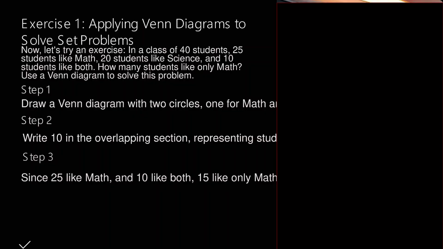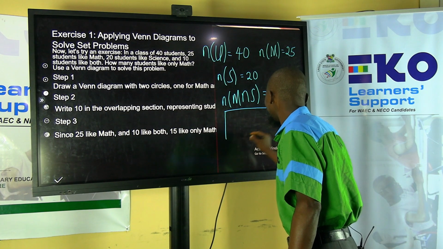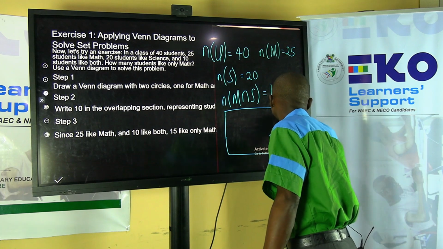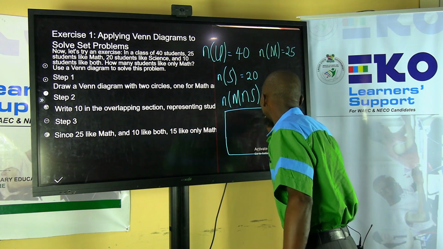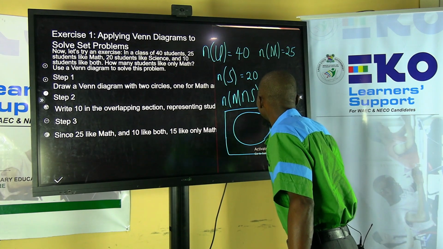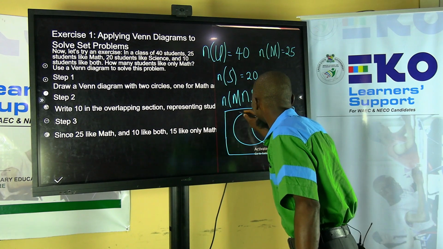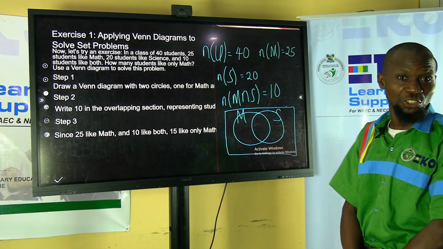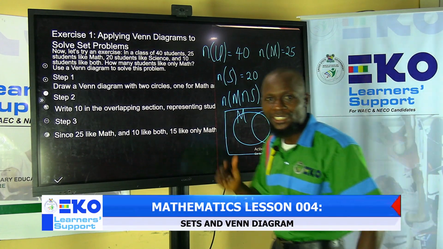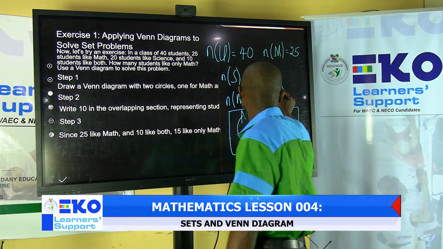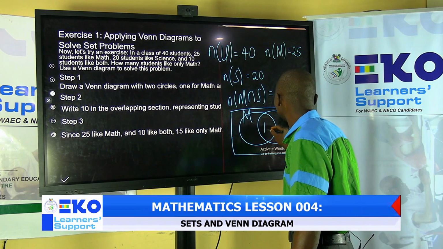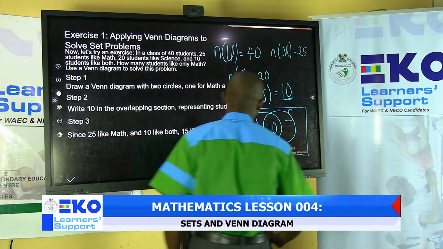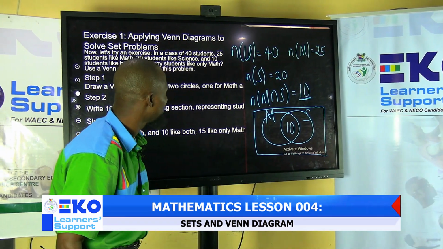Draw a Venn diagram with 2 circles, one for math and one for science. Okay, let's do that. Two overlapping circles. Okay, this is math and this is science. All right, so the first thing you indicate there is the intersection, which is 10. Good. Then from there, what's the next thing?